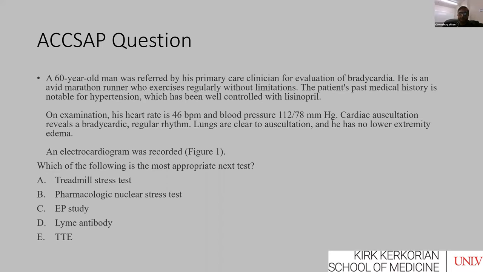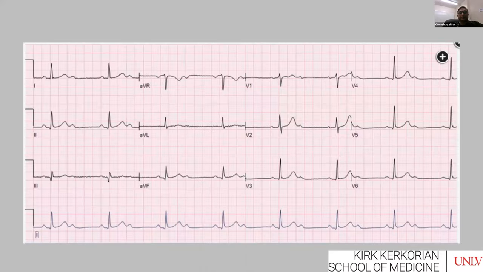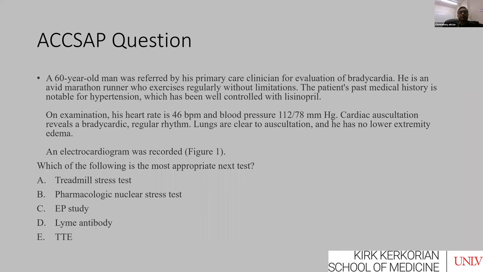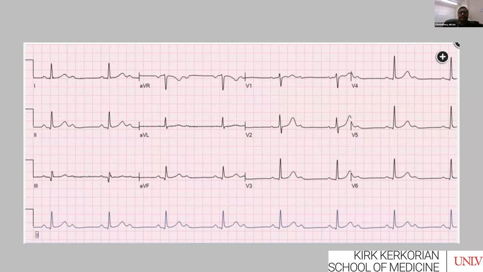60-year-old with the bradycardia. An electrocardiogram done. This is the EKG. And if you want to read more, cardiac exam negative. And this is the EKG. You can put it on the poll. So let's see. What are the questions? Can you go to the question page?